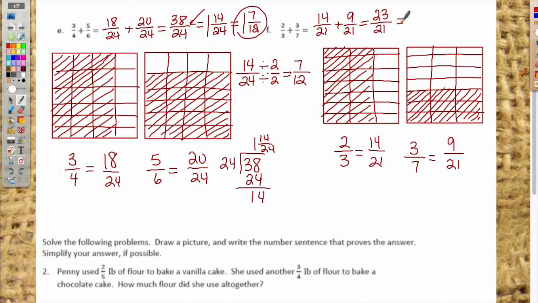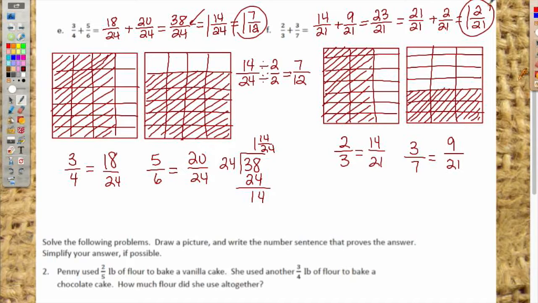Okay, I'm going to go ahead and find a whole. One whole would be how many 21sts? 21. How many are left over? So my answer is 1 and 2 21sts. And I can circle that so the teacher can find it easier on the paper with all those fractions.